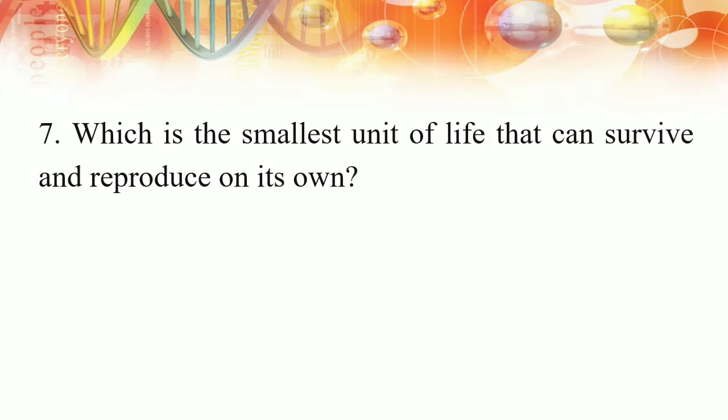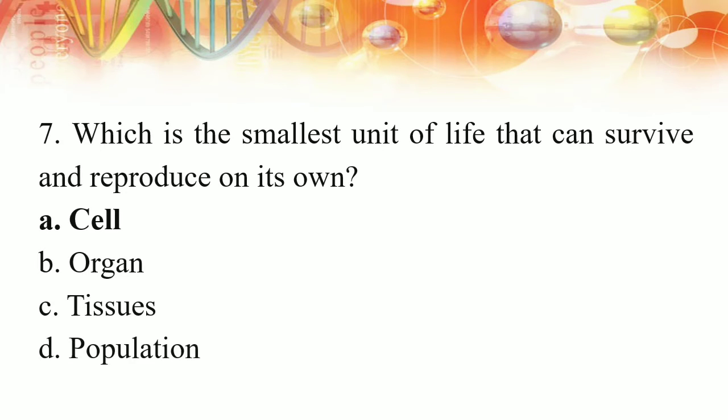Number 7. What is the smallest unit of life that can survive and reproduce on its own? A. Cell. B. Organ. C. Tissues. D. Population. The smallest unit of life is none other than the cell, which can survive and reproduce on its own through cell division. Cells make up a tissue, and numerous tissues make up an organ, while population is a group of organisms of a species living together at a particular place.